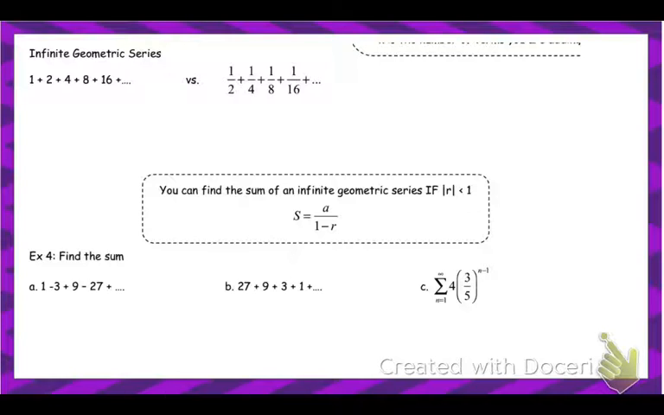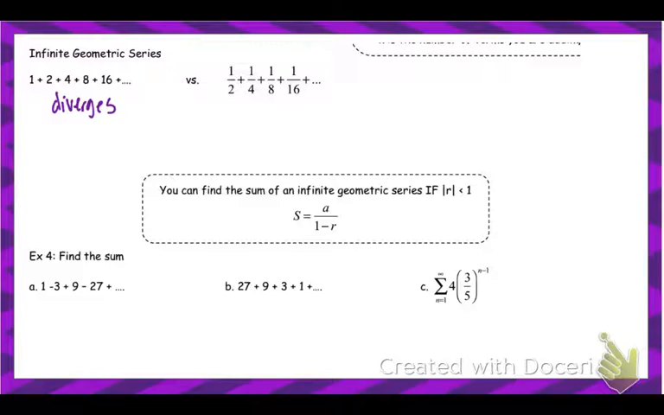All right, so let's look at the first one. 1 plus 2 plus 4 plus 8 plus 16. Okay, that is a geometric series. I'm multiplying by 2 each time. But do you think you can actually find the sum of that series that goes on forever? Well, no, we can't. It's just going to get bigger and bigger and bigger and go towards infinity. So what we say in that case is that this series diverges. It doesn't actually come to an actual sum.